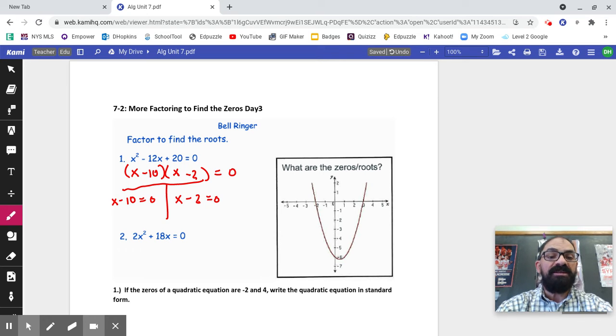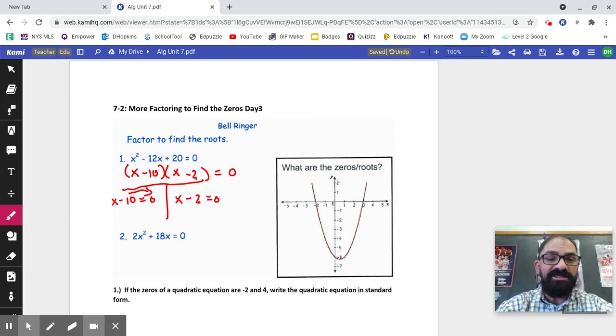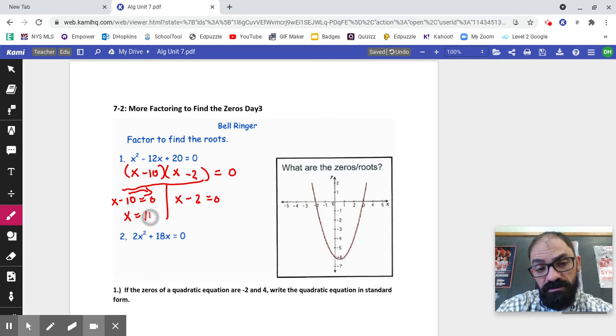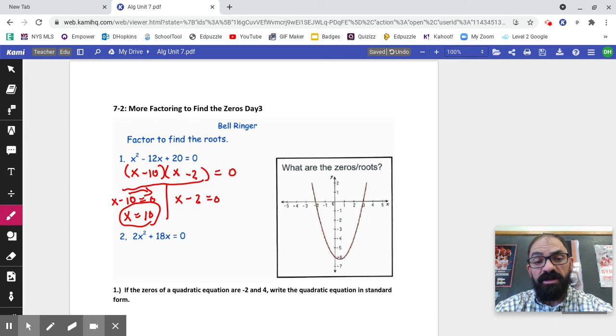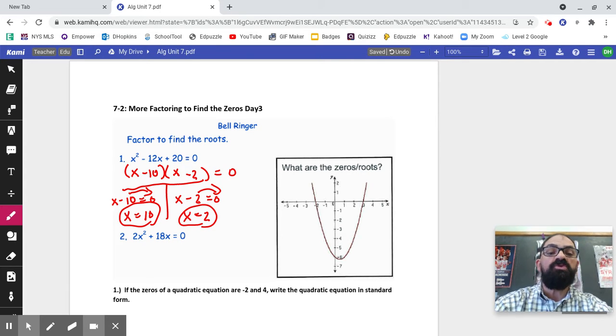On the left, to get x by itself, we add 10 to both sides. So basically, I want to get rid of the negative 10. Whenever I cross an equal sign, its sign changes. So if I take negative 10 over there, x equals positive 10. You can think of it that way. It's a little easier. When I take negative 2 to the other side of the equal sign, it becomes positive 2. So my two roots are 2 and 10.